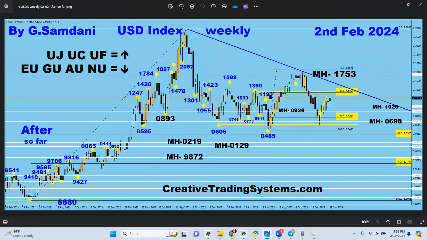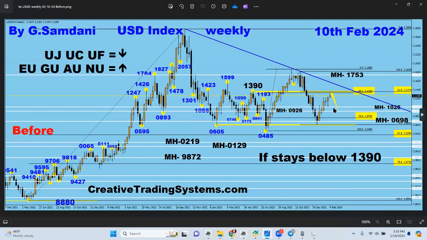Now, with this chart, what started to happen is that it started to go nicely to the upside, a little bit shy of hitting this 1390, and then finally we came very close to this 1350. I made this chart on the 10th February 2024, saying that we might go up a little bit more to touch this 1374 area or 1390. The 61% is 1374. So we're going to hit this 1390 and then drop back to 0926.